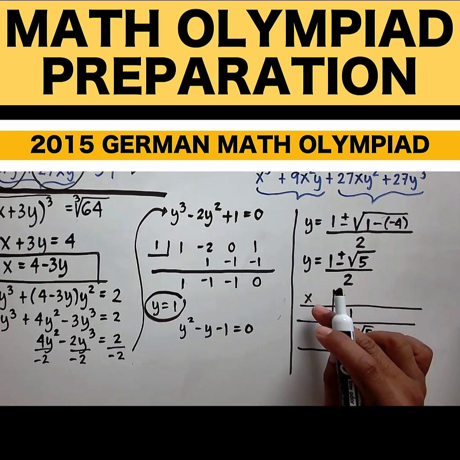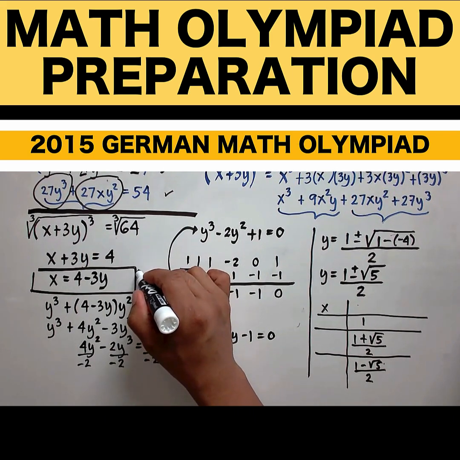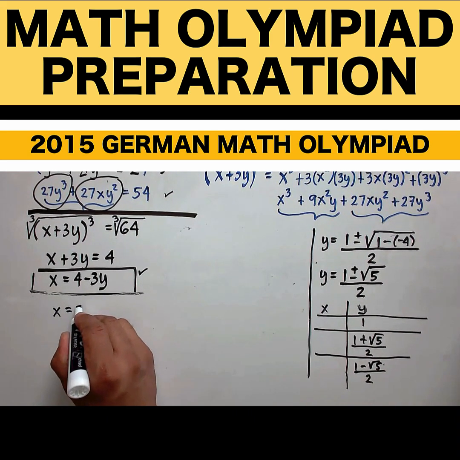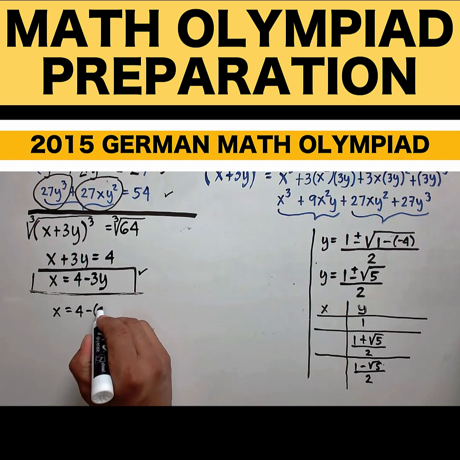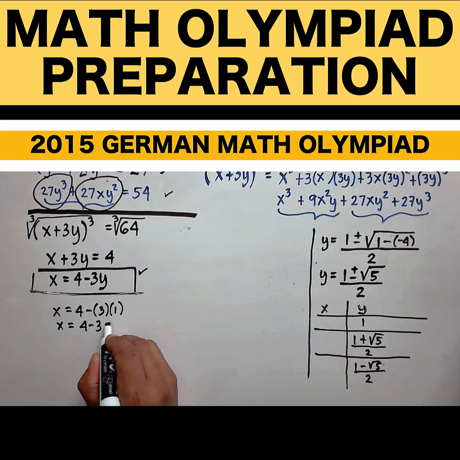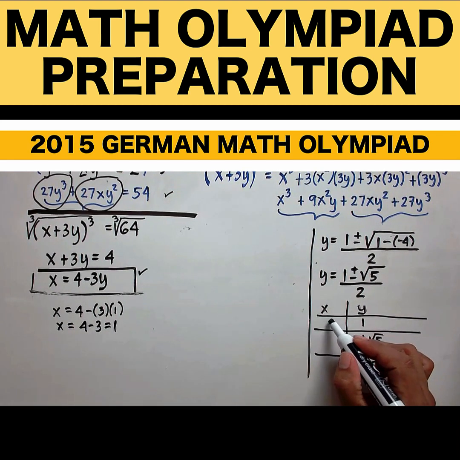And how can we find x? Notice that we have this equation for x. If y equals 1, this becomes x equals 4 minus 3 times 1. So x is equal to 4 minus 3, which is equal to 1. That is one value for x.